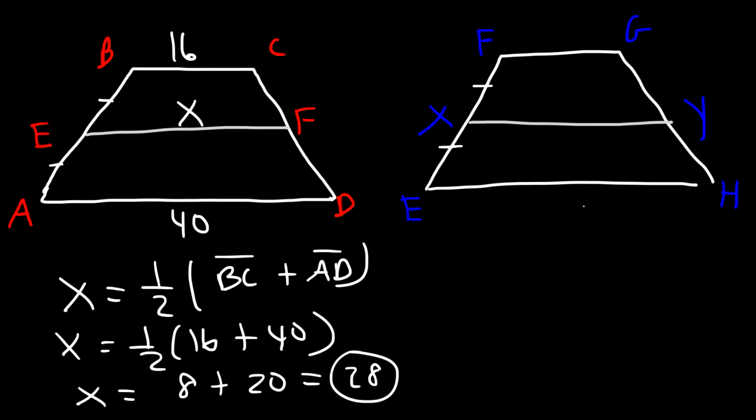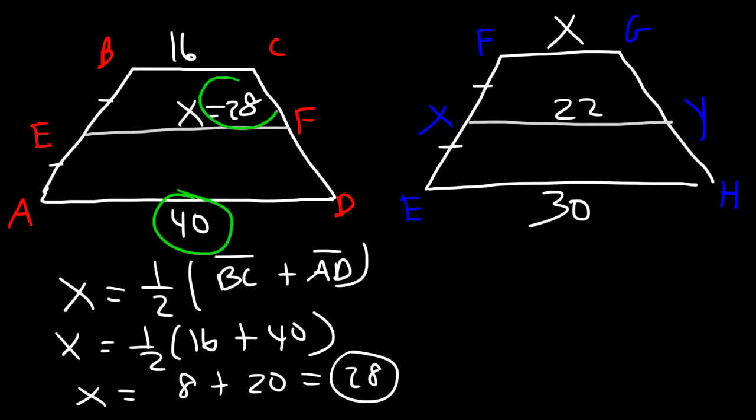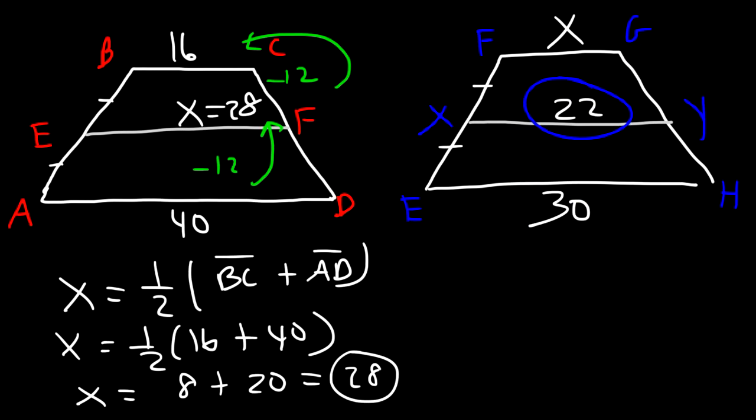Now let's say this is 30 and this is 22. What is the value of X? Now, notice a pattern from the first example. What's the difference between 40 and 28? The difference is 12. So 40 minus 12 will give you 28, and 28 minus 12 will give you 16. So what's the difference between 22 and 30? The answer is 8. So 30 minus 8 will give you 22, and 22 minus 8 will give you X, which is 14.